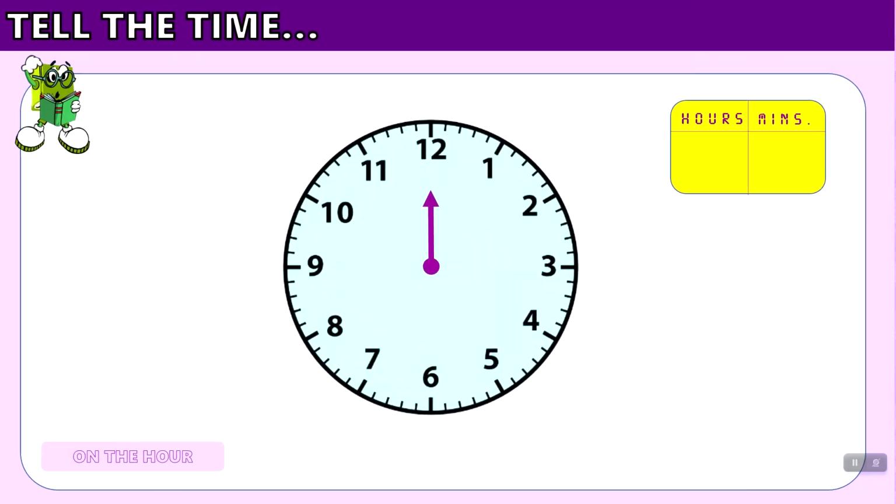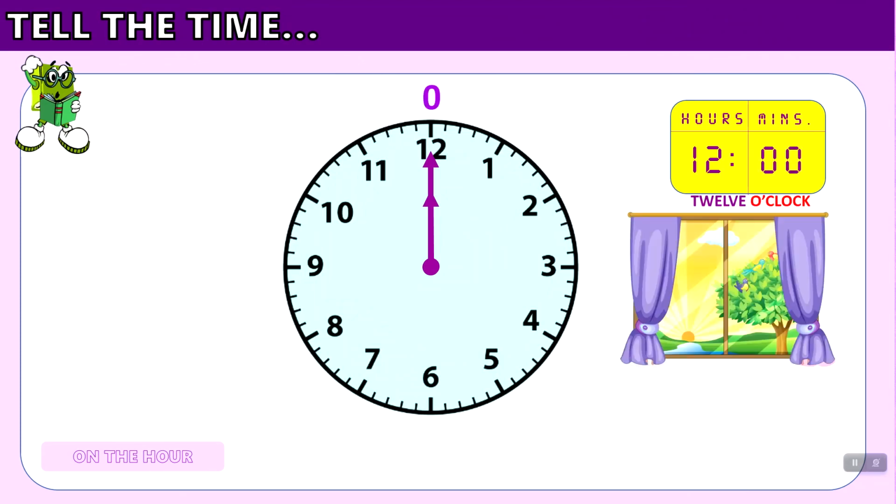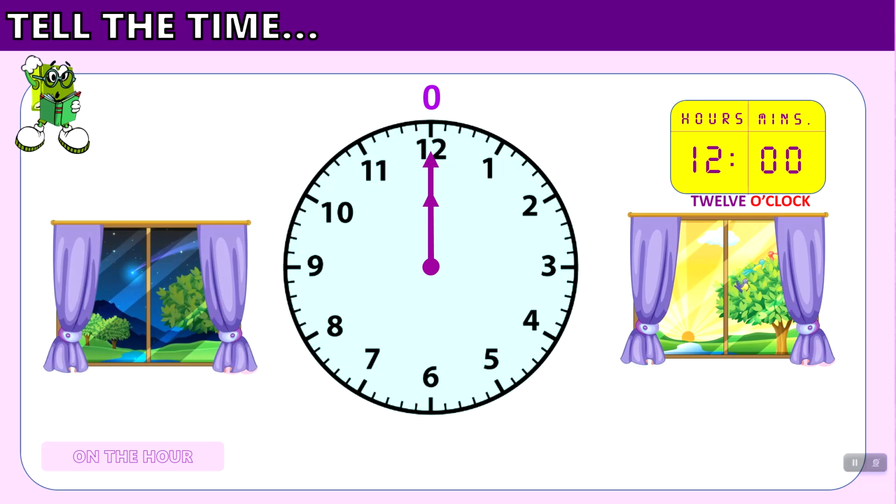So let's take a look at the short hand on the number 12 and the long hand also on the number 12. And this is 12 o'clock. But is it the morning or is it the evening? If it is 12 o'clock a.m., most of us are still sleeping, that is considered midnight. If it is 12 o'clock p.m., we call this 12 o'clock midday or 12 o'clock noon.